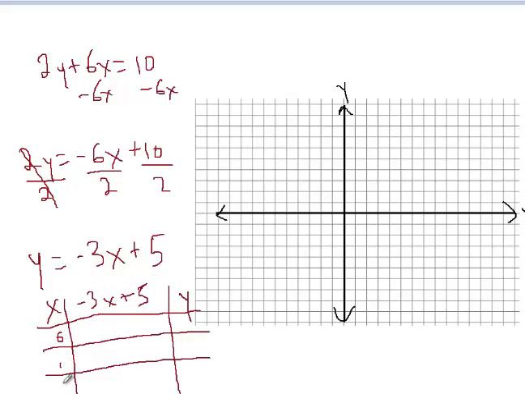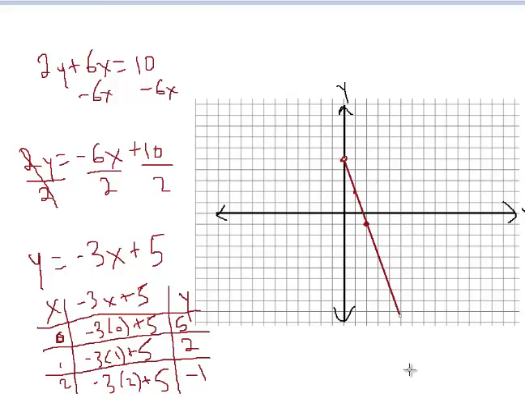Again, I'll pick 0, 1, 2. Negative 3 times 0 plus 5 is 5. Negative 3 times 1 plus 5 is 2. And negative 3 times 2 plus 5 is negative 6 plus 5, which is negative 1. So we've got 3 points. 0, 5, which is here. We've got 1, 2, which is here. We've got 2, negative 1, which is here. Let us draw our line. And there we go.